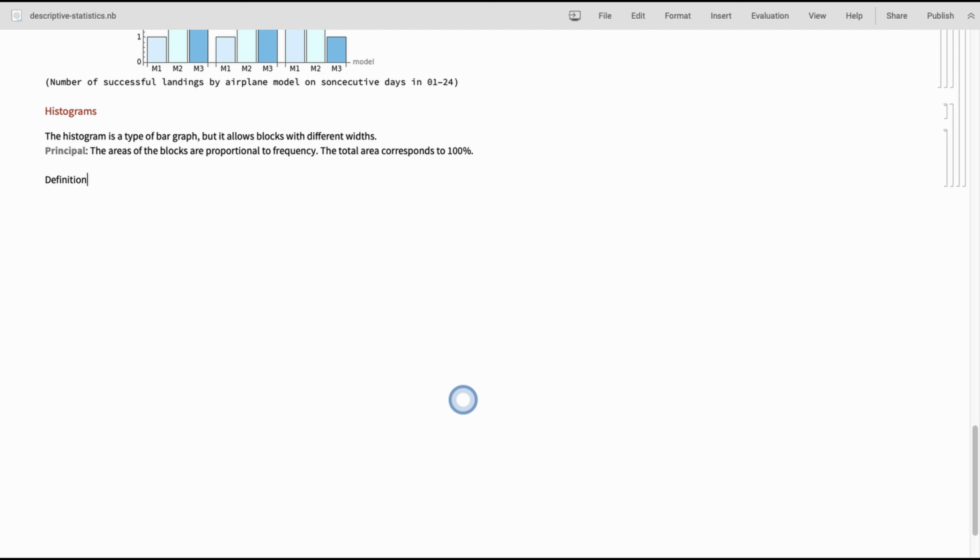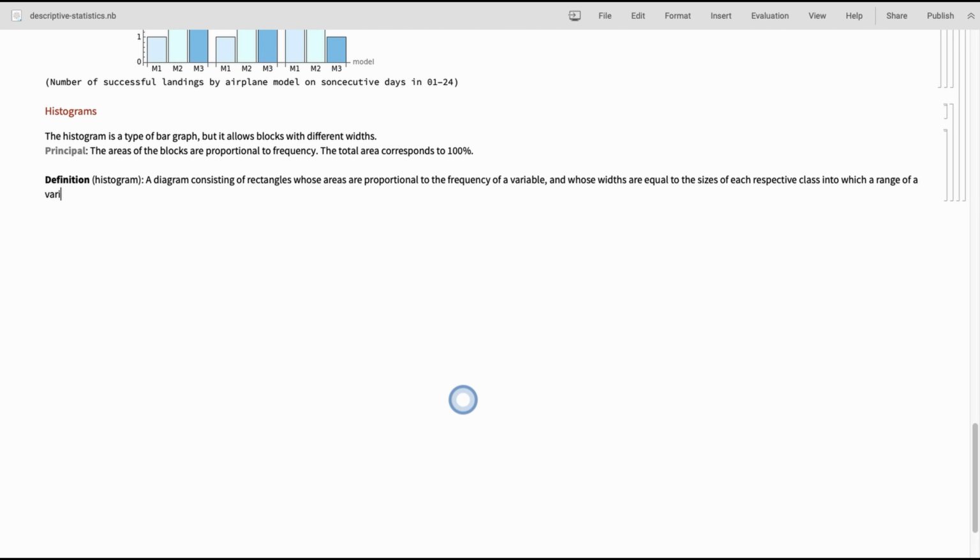Now this definition that I've written down here is, I think, so we're asked to come up with our own definition during Section 1, Module 1. And so here's mine. A histogram is a diagram consisting of rectangles whose areas are proportional to the frequency of a variable and whose widths are equal to the sizes of each respective class into which a range of a variable is divided.